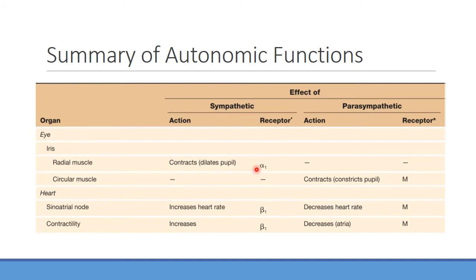So if I'm doing a specific eye exam, or if I need to do it for whatever purposes, like for ocular surgery or something like that, I can give a drug that specifically hits that receptor, activates it, and then causes that dilation to occur.